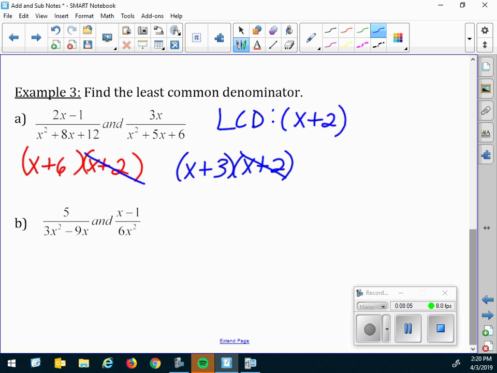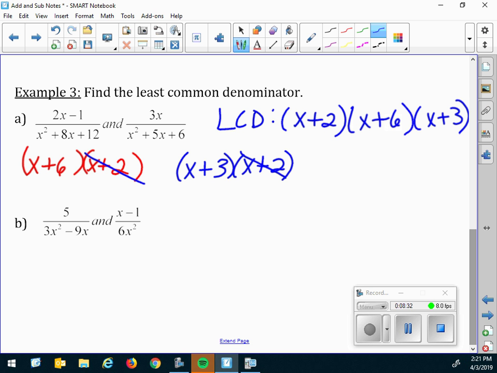Do you have any other factors that are the same? No. So I'm going to just write everything else down. There's an x plus 6, and there's an x plus 3. That would be your smallest common denominator. On these, we're just finding the least common denominator. That's all we're doing. Does that make sense, kind of?